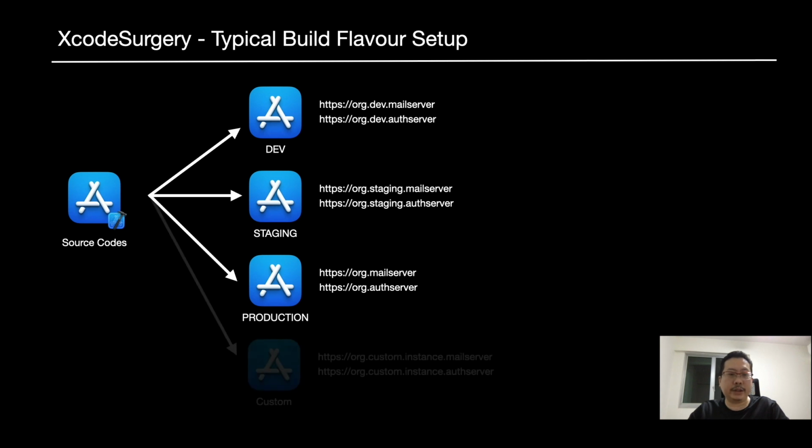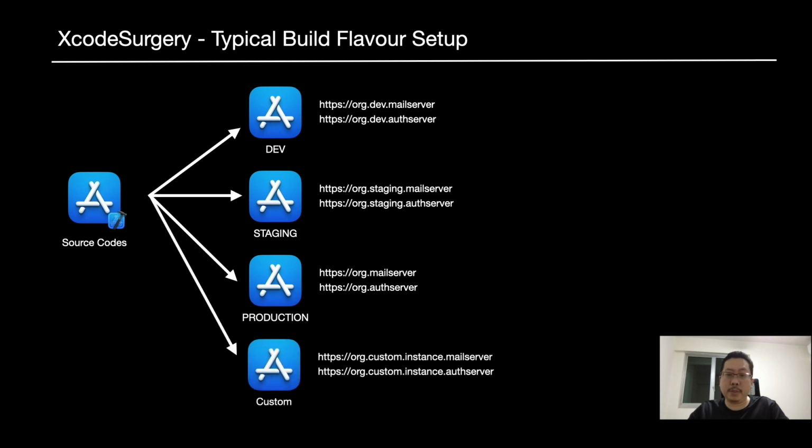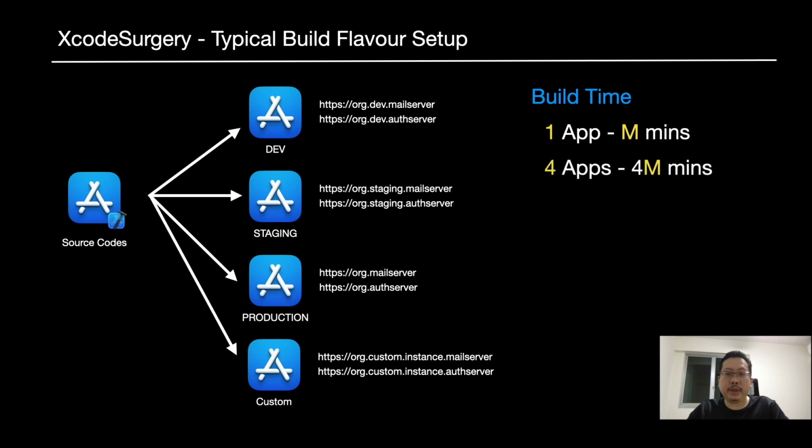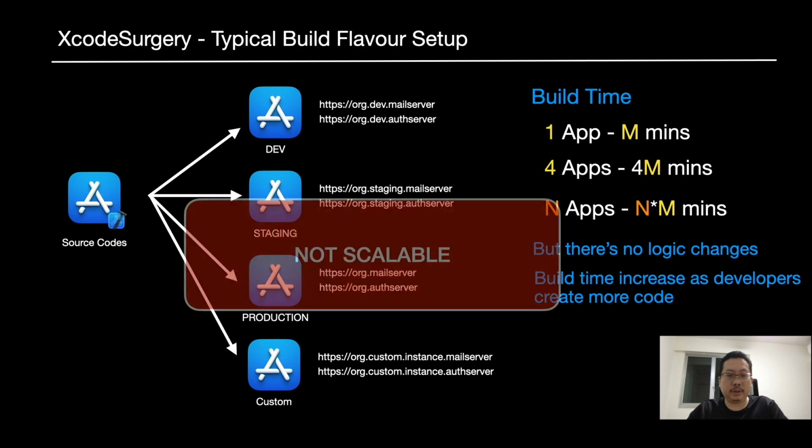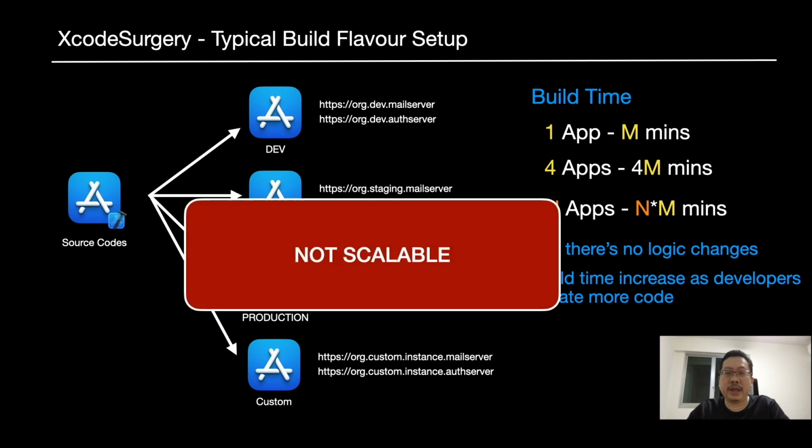Sometimes we need to build custom flavors to enable certain permutations of features. So for the build time, assuming one app takes m minutes, 4 apps will approximately take 4m minutes. So when we have n build flavors, the total build time grows linearly, even though there are no logic changes in the source code. And build time increases as developers write more code. So when we have more code and more flavors to build, this setup becomes not so scalable.